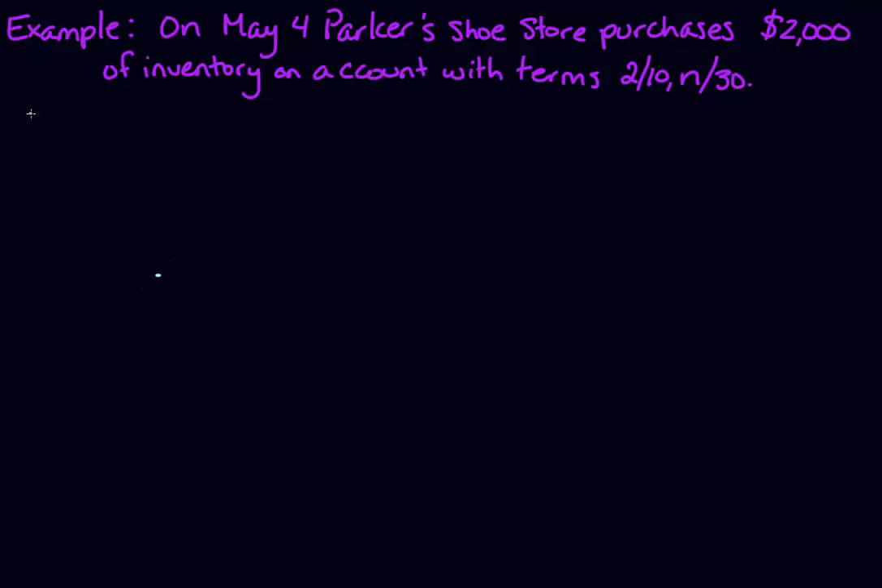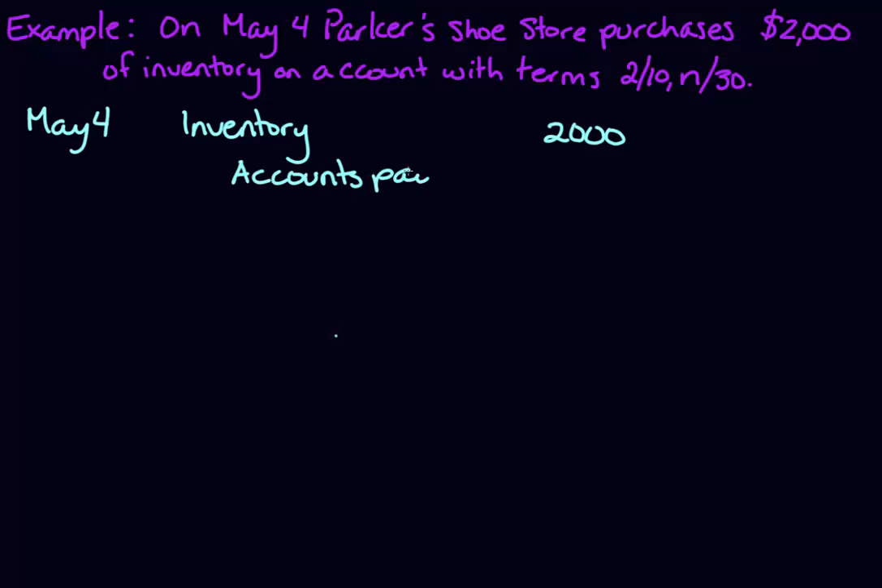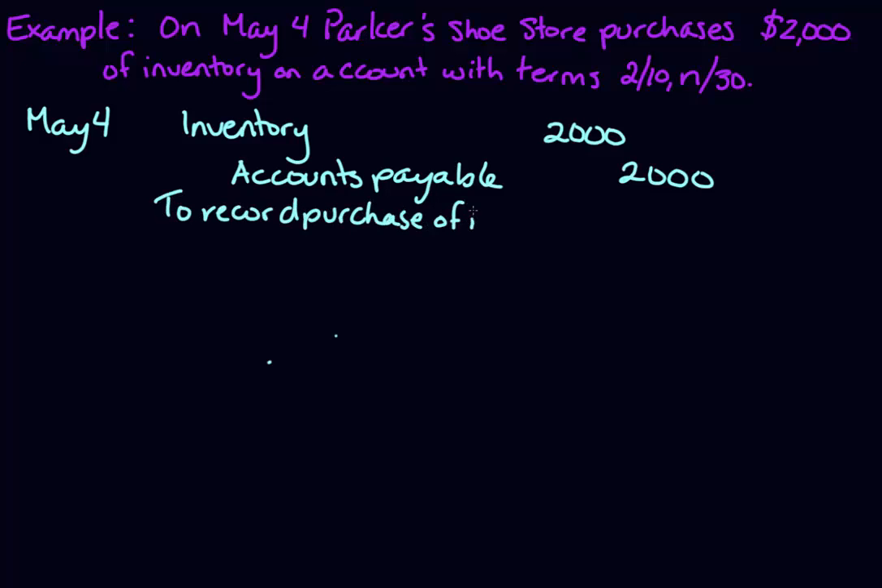When we actually make the purchase, we ignore the discount terms for the time being. We actually take the discount into effect when we pay the bill and we know whether or not we can take advantage of the discount. So on May 4th, we're going to make the following journal entry. Debit to inventory of $2,000 and credit to accounts payable for $2,000.